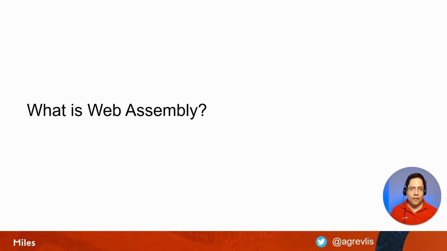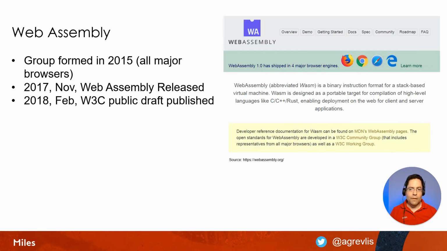So what is WebAssembly? Well, WebAssembly started out in 2015. All the major browser vendors got together and formed a committee and started to work on a standard, an internet standards draft that they published in February 2018. What this means for us is that we can use WebAssembly in all the major browsers and also in the mobile versions of these browsers.